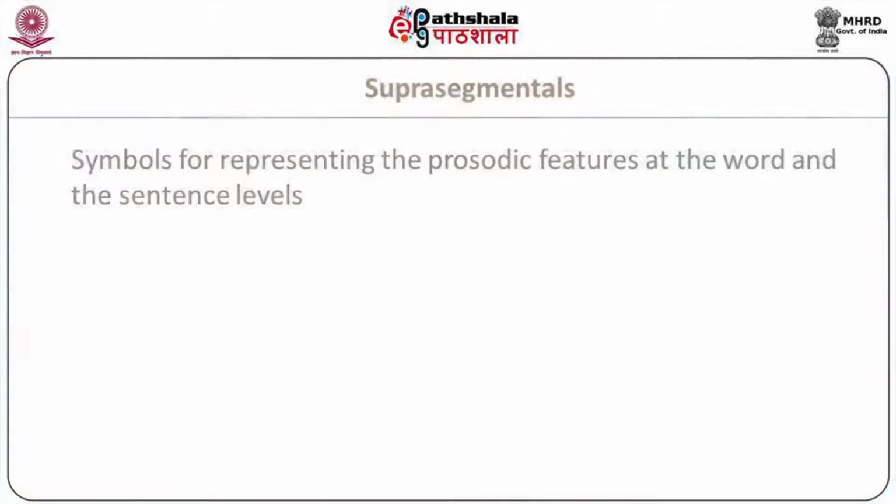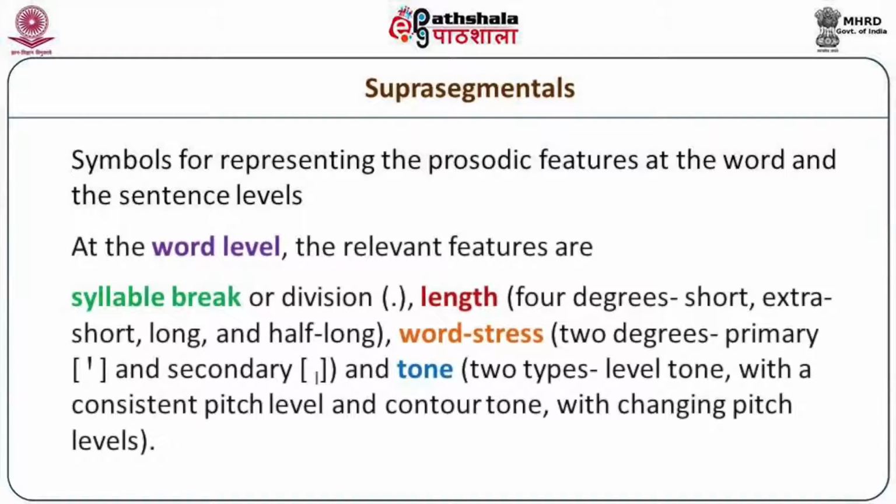So we have looked at the segmental features, both consonants and vowels. I hope you have had time to practice the pronunciation of these by going to the web link. We now turn to suprasegmentals. Now, the symbols representing the prosodic features or suprasegmental features at the word and the sentence level are the following. At the word level, we have mainly 4 types of features.